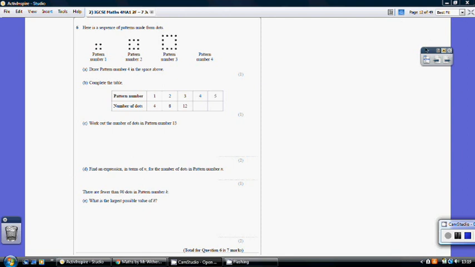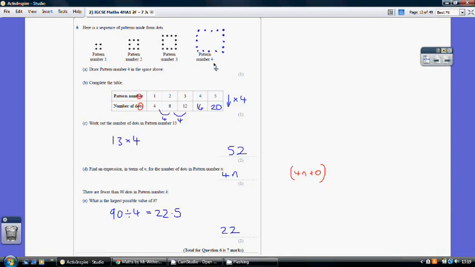Question 6. So draw the pattern up here. Well, we can see we're going from squares which have got lengths of 2 to 3 to 4. So this is going to have a length of 5. So 5 dots along, 5 dots down.